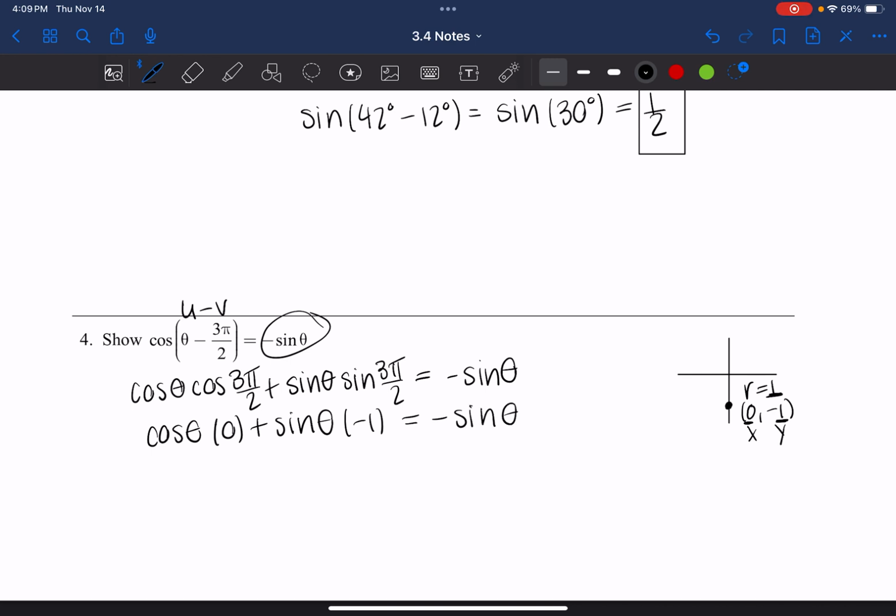So we're going to simplify over here. Cosine times 0, anything times 0 is 0, so that's gone. And then sine times -1 would just be negative sine of theta. So we have, in fact, proved that the left side is equivalent to the right side.